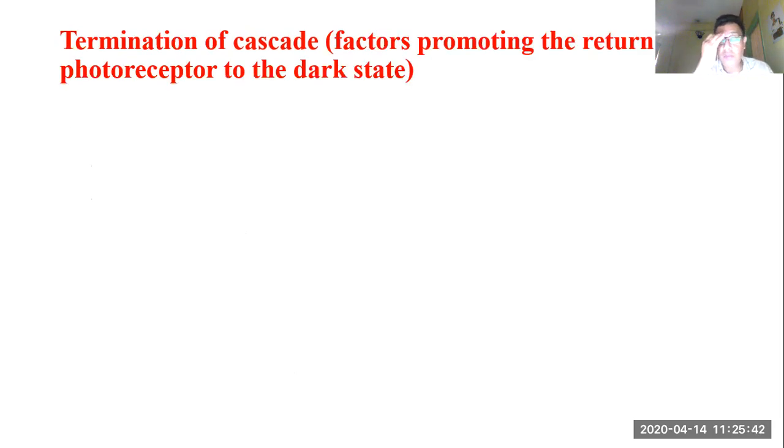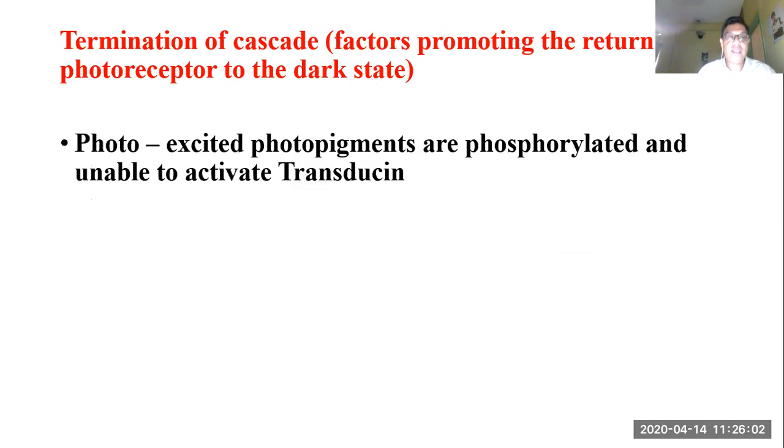Now, in the previous chapter, we have seen how a small amount of light, even one photon, brings about a hyperpolarization of the photoreceptors. So we must immediately end that signal, and we must promote the return of the photoreceptor to the dark state, whereby it is readied again to receive more light. So what happens is that the light excited photopigments are phosphorylated, and they will become unable to activate transducin. So the photopigments are broken down.